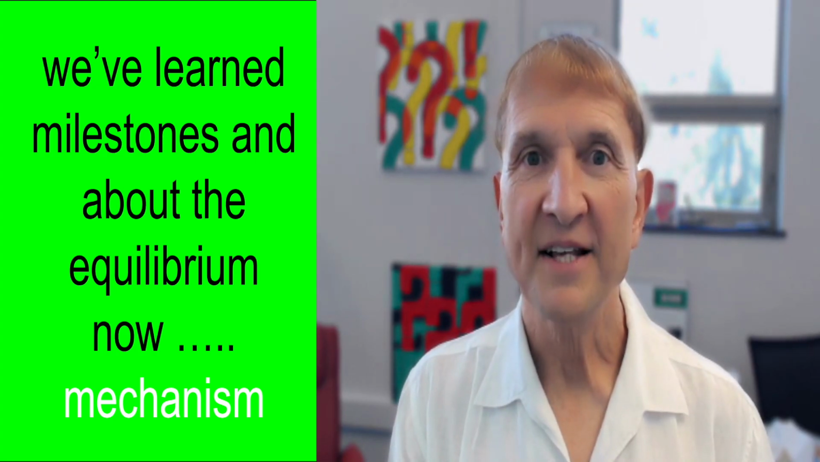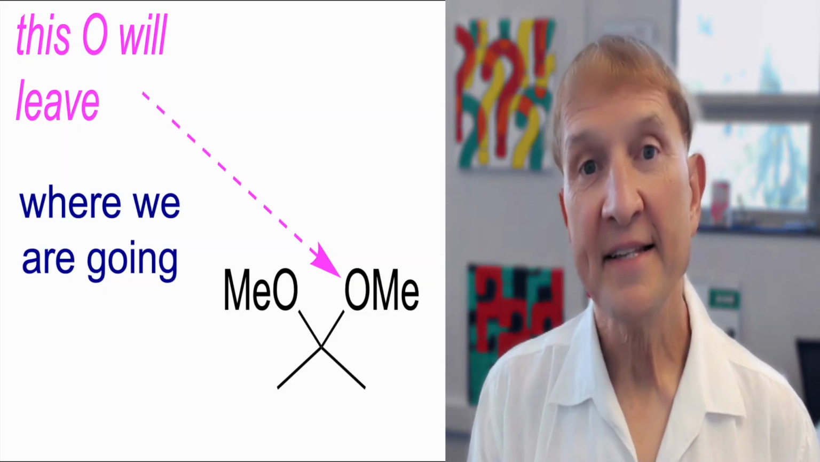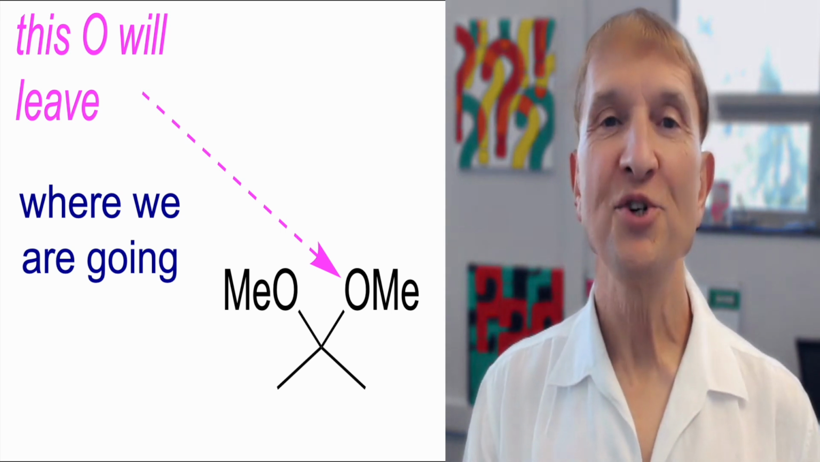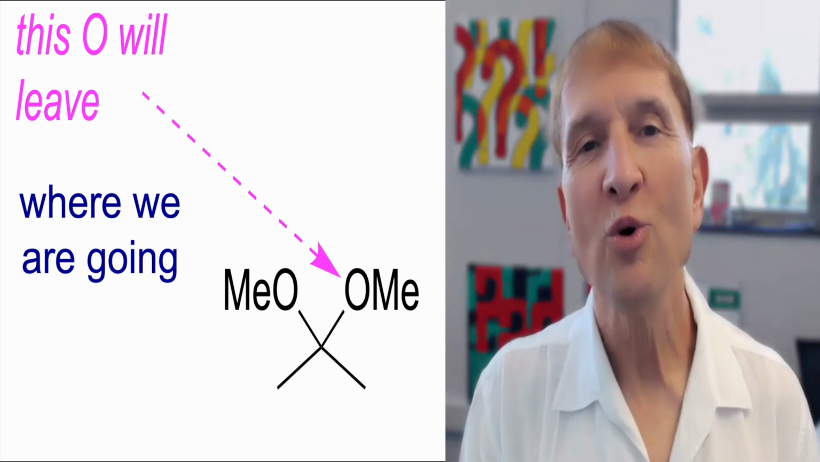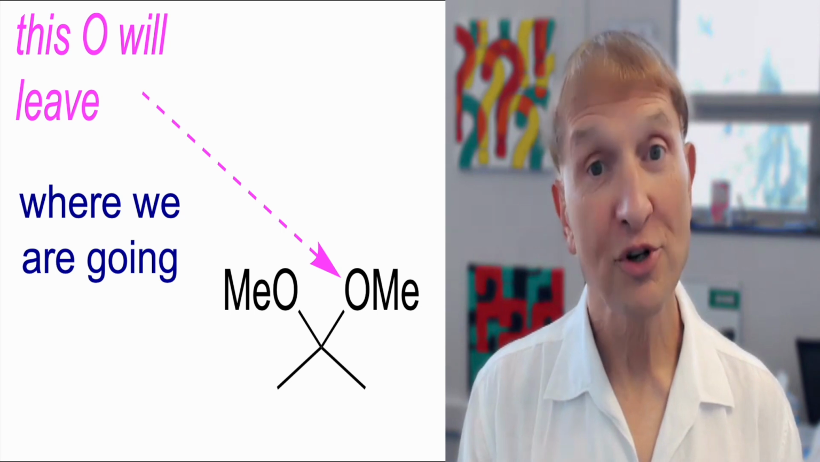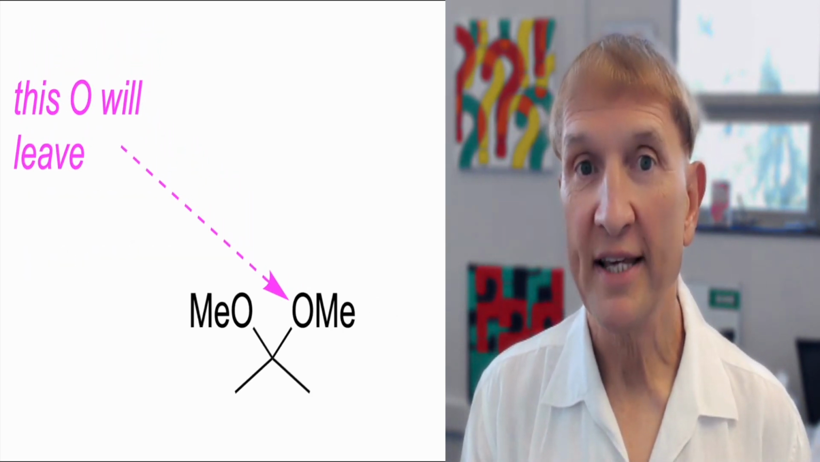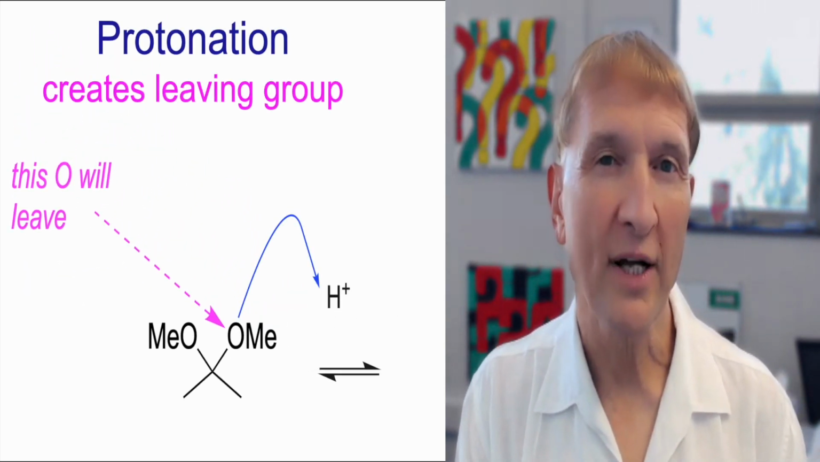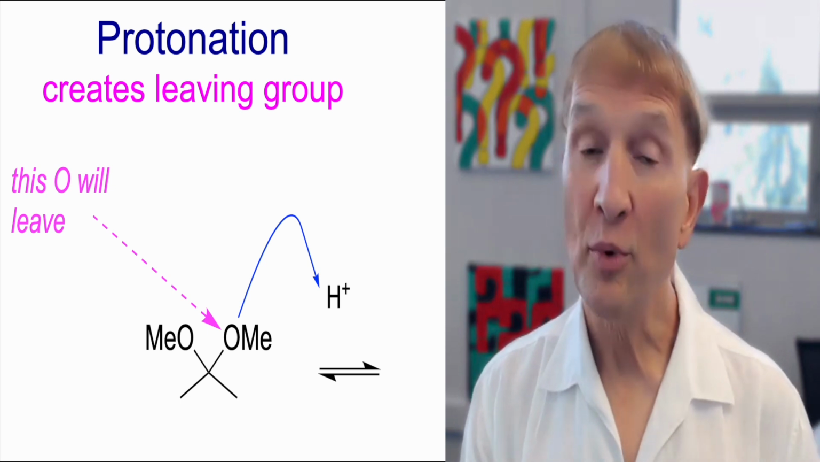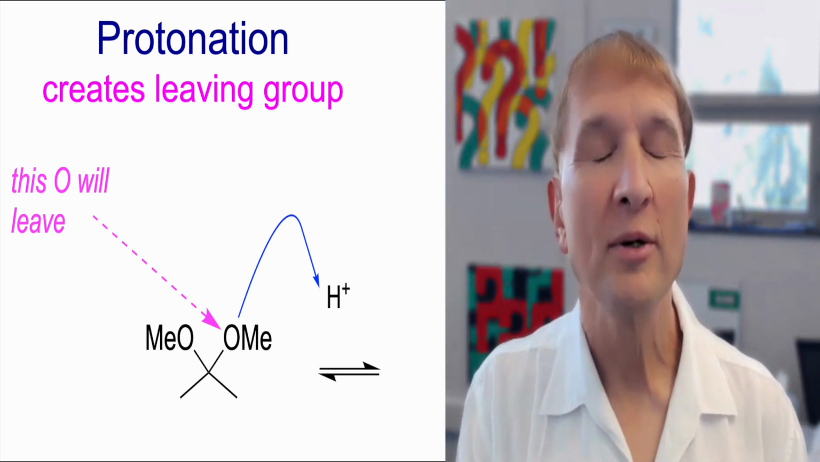Okay, we're ready. Let's look at the mechanism. This ketal is symmetrical. Let's choose a victim, one O methyl group to leave. Arbitrary. Because it's going to leave, we'll protonate that one. And then we get 3 bonds to oxygen, an oxonium ion.